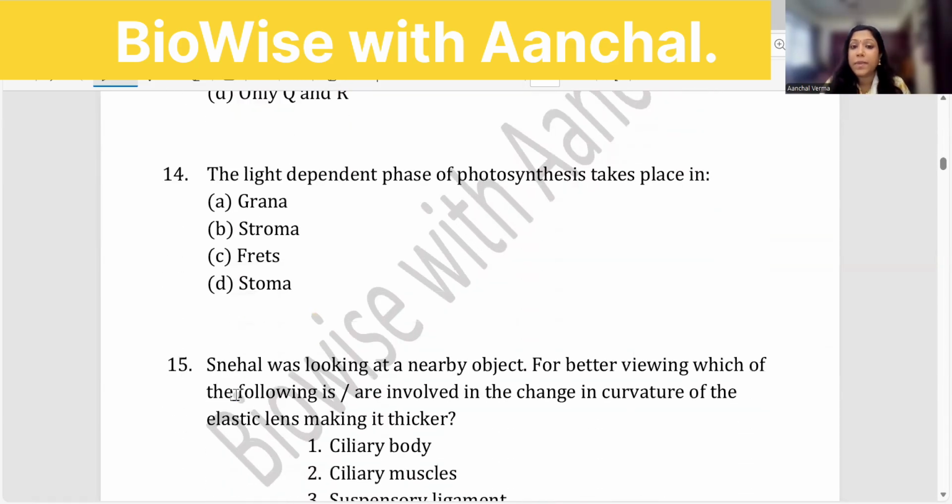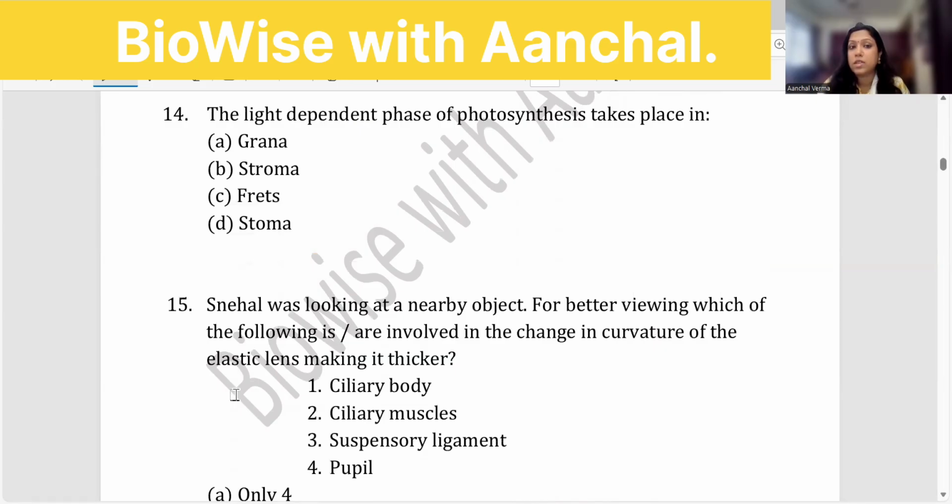The light-dependent phase of photosynthesis, that is light reaction, takes place in grana. Now, this is the question that can be asked. But if it is asked as the site of light reaction, you have to write thylakoids. Be very specific, because it is on the membrane of the thylakoids that chlorophyll is present. So the entire activity takes place in the thylakoids.